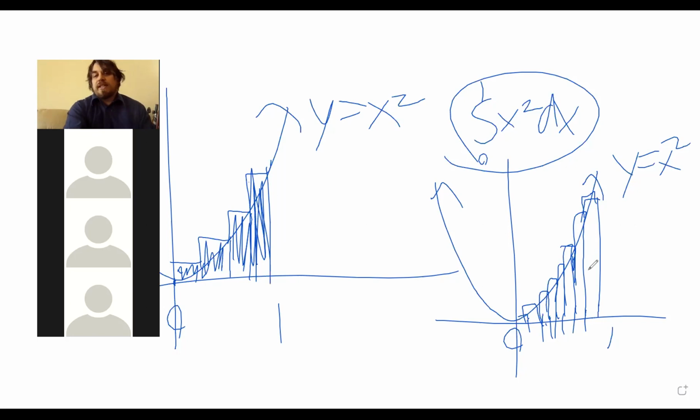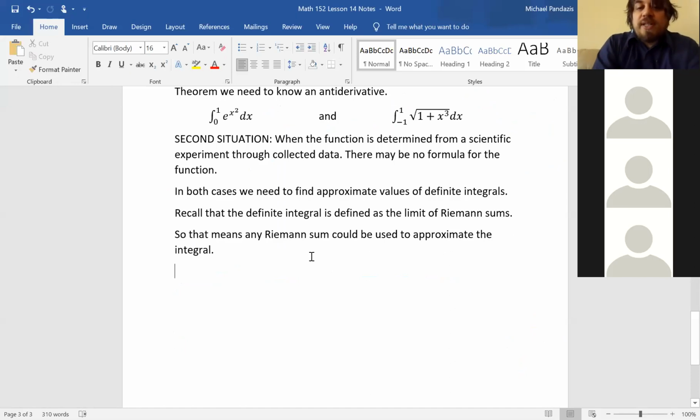And so that means that we can get as close as we want to the actual value, without, we don't get to the actual value. Maybe we could, but it depends. If it's a very easy function, you can. But even if you can't get the exact value, we know that you can get as close as you want to it without getting the actual value. Okay, so that means any Riemann sum can be used to approximate the integral.